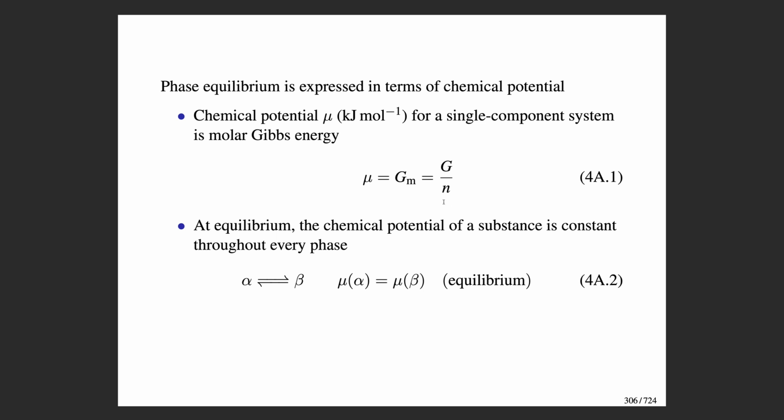So here's the rule for phase transitions. At equilibrium, the chemical potential of a substance is constant throughout every phase of that equilibrium. So let's suppose that we've got some alpha phase in equilibrium with its beta phase. Everywhere within the alpha phase, the chemical potential has the same value, and it's equal to the chemical potential of the beta phase, all throughout the beta phase.